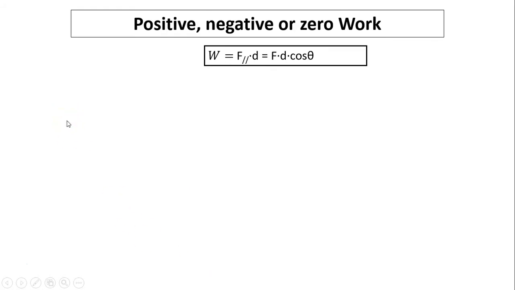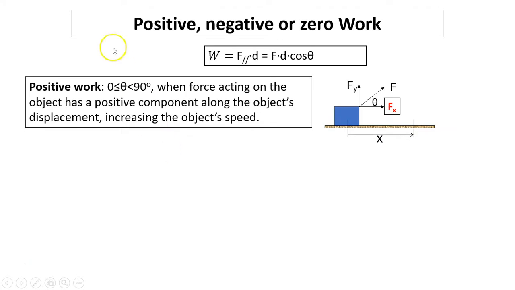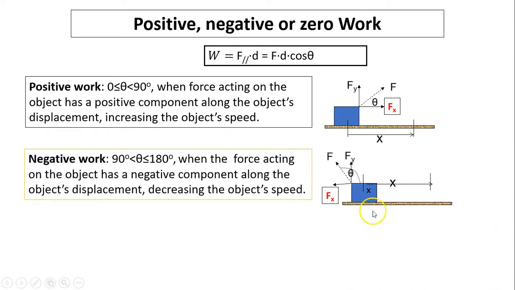Let's take a look at positive, negative, or zero work. Even though it's a scalar quantity, it can still be a negative number. Let's see a case of positive work. Because work equals F d cosine theta, positive or negative depends on this theta. So when theta is greater than 0 and less than 90, in this case, this is your theta. When theta is an acute angle, then the force acting on the object has a positive component along the object's displacement. This force will increase the object's speed, so that work is positive.